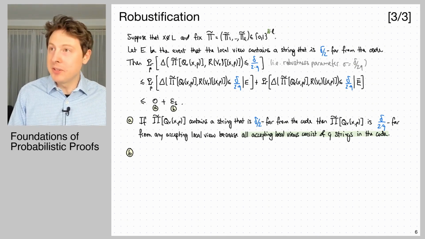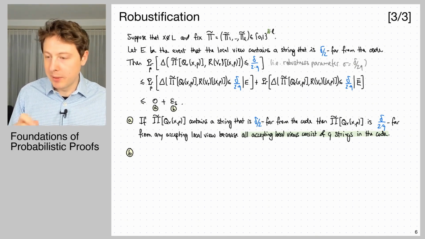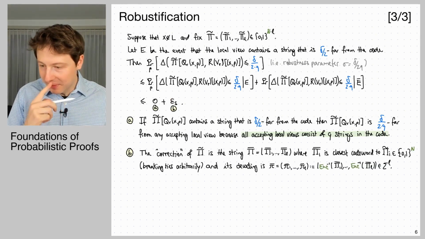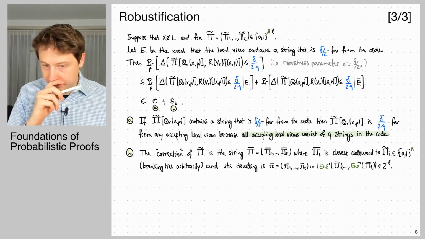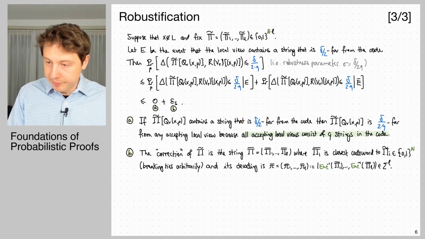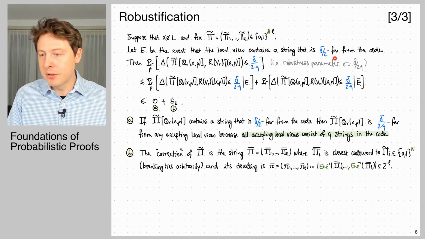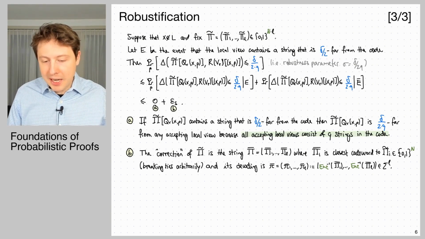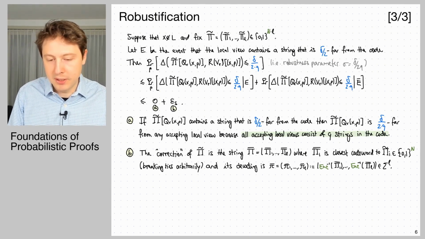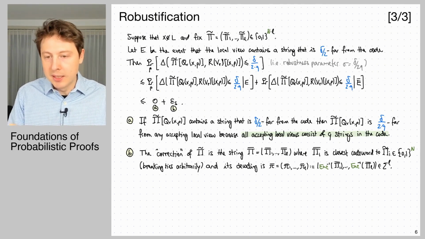Okay, so let's talk about the second term here. We want to argue that, where the local view only contains strings, each of them closer than the unique decoding radius to the code, okay? So in this case, we're going to define a so-called correction. With this I can always define it, so let's define it here because I don't need it in the other case. Given this arbitrary proof, I can define its correction.